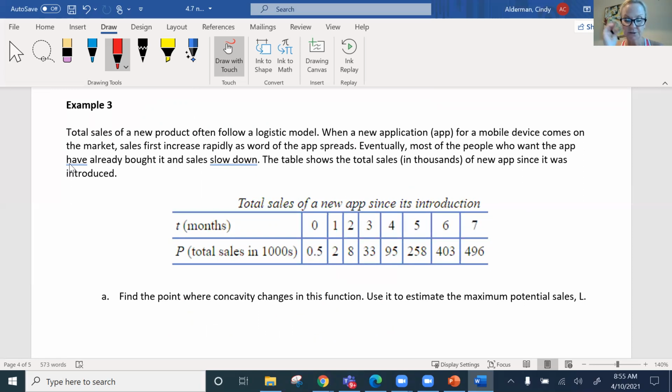So it says here, when a new application for a mobile device comes out on the market, for example, sales increase rapidly first, right? And that would follow the logistical early in time. That's the concave up to the inflection point, right? And then, so they increase rapidly, and then eventually most people who want the app have already bought it, right? And sales slow down until they reach a cap or whatever.